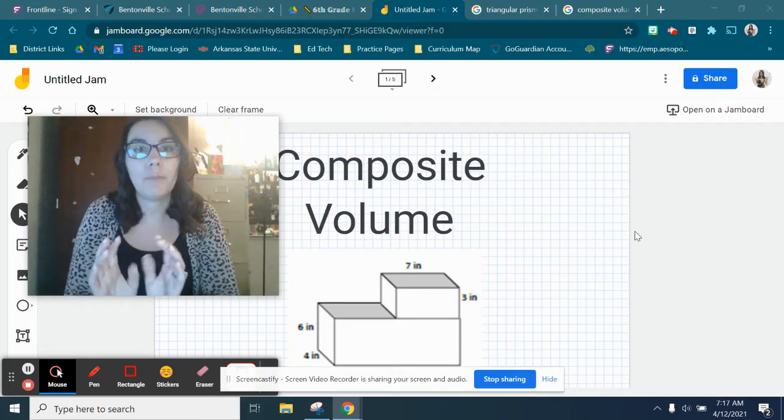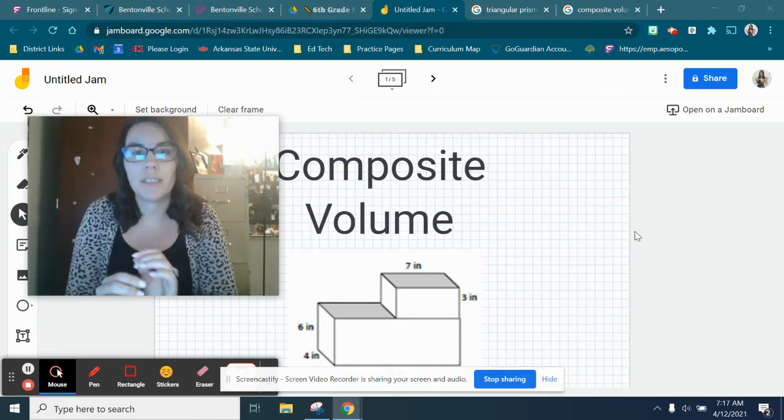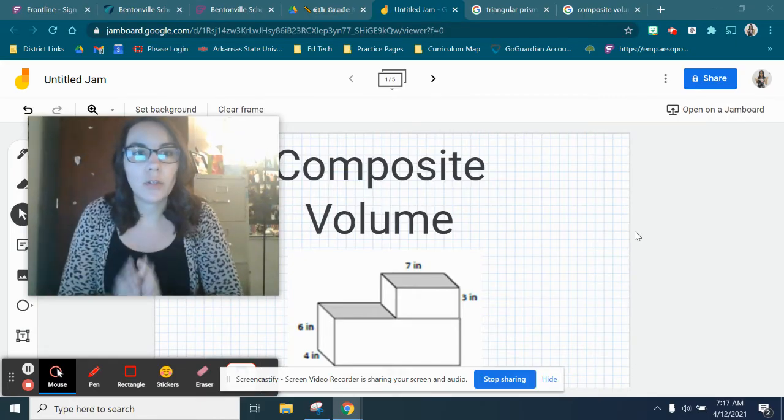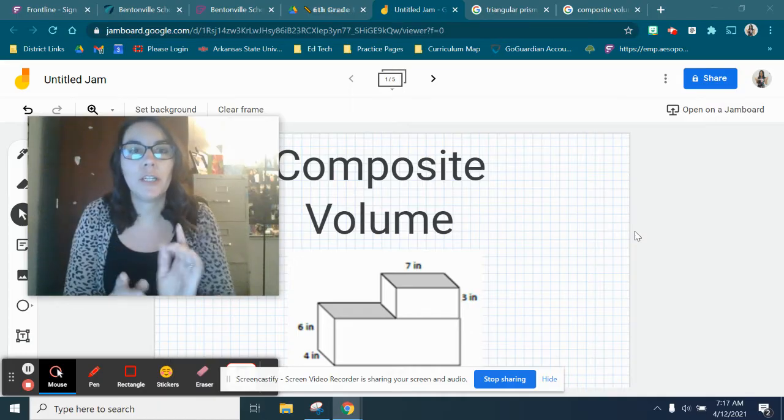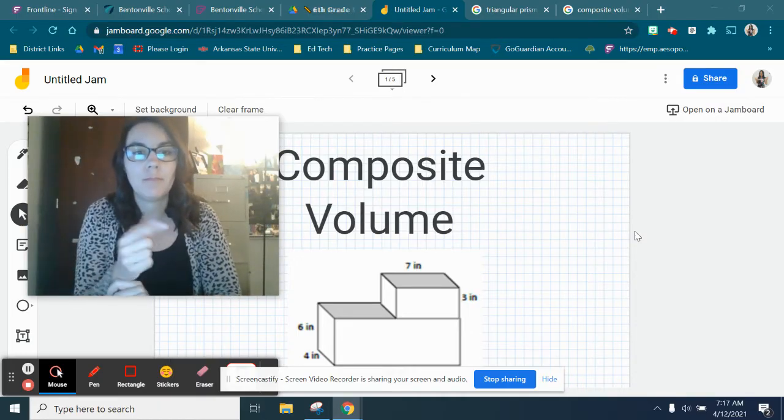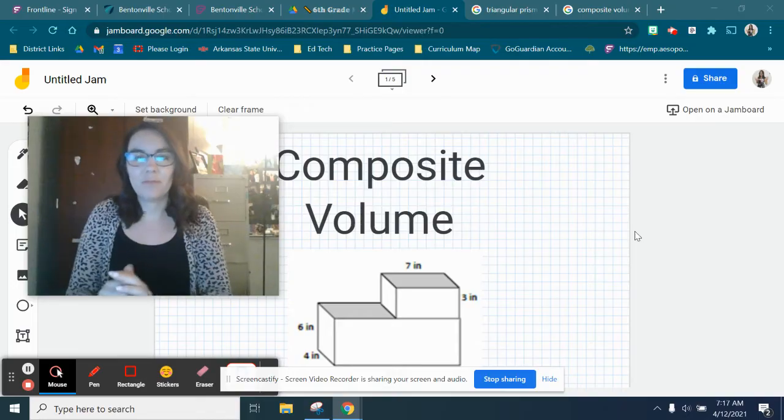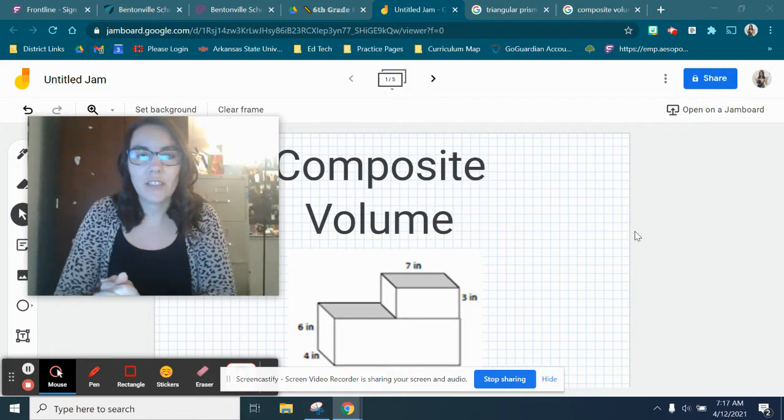Today, we're going to be looking at composite volume, and we'll talk about what that means in just a second. But before we get started, let's do a quick review over what is volume. So here are a few questions for you to answer. Okay, hopefully you've answered those.